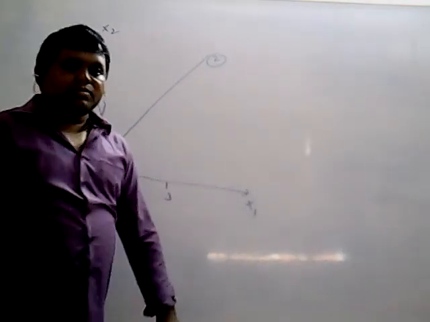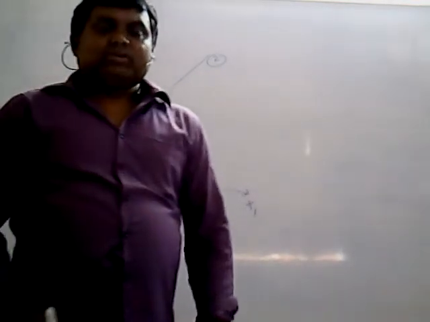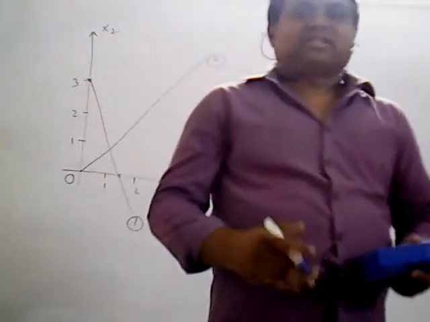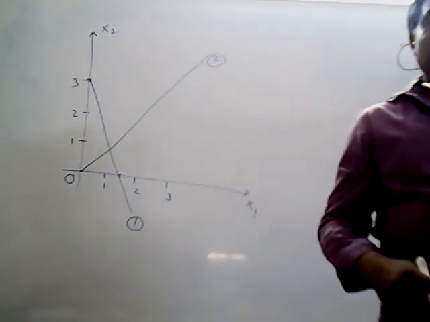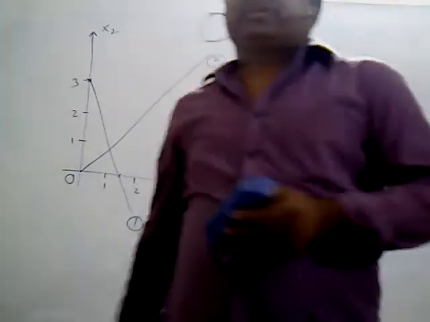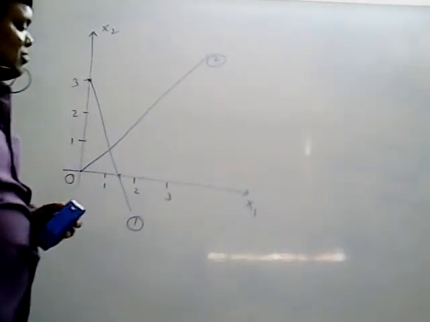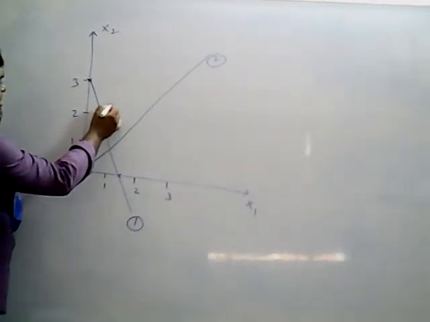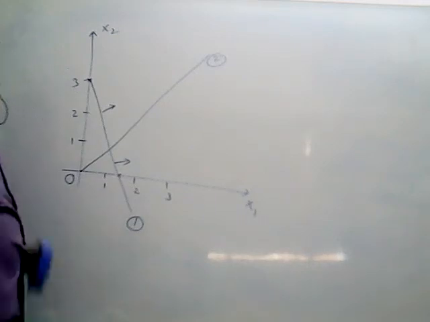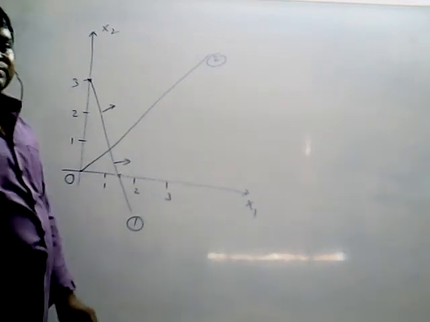How will you identify the common region? I have already told you. If the constraint is less than or equal type, below the line is shaded. If the constraint is greater than or equal type, above the line is shaded. Now both the constraints are greater than or equal type. This is the first line. Greater than or equal type, above the line is shaded.